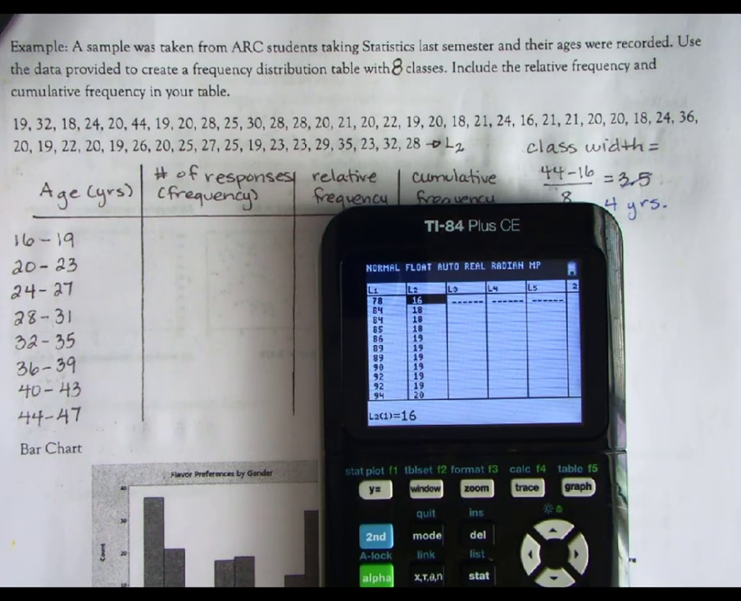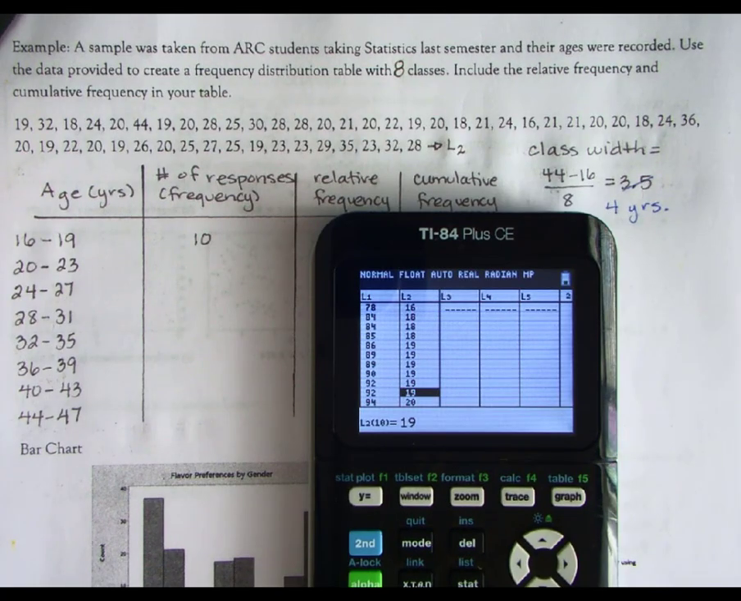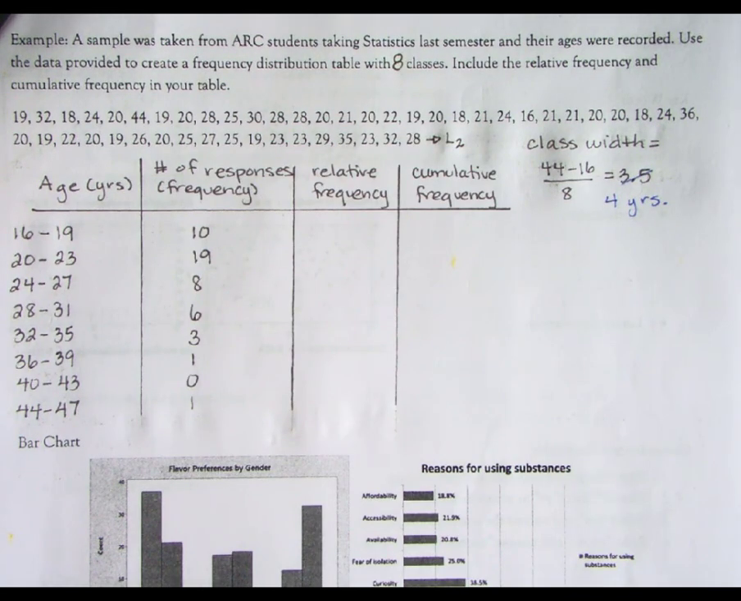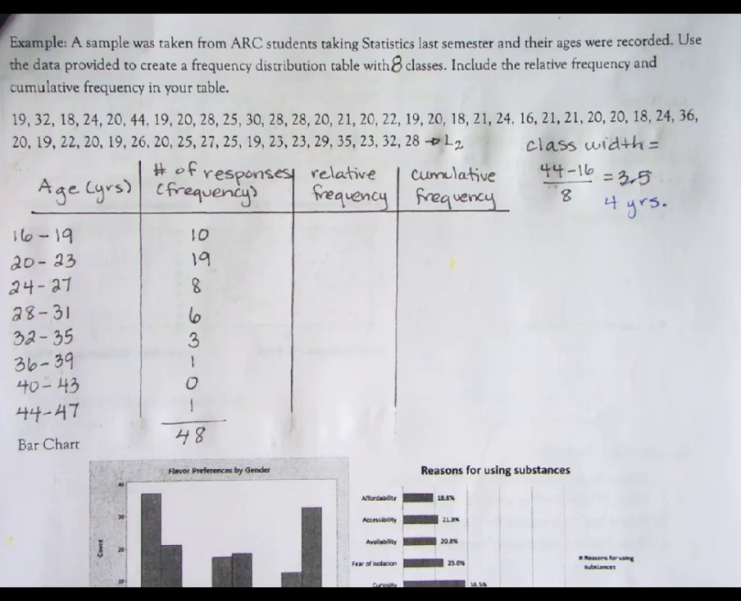I can now go back into my list and count the number of responses that occur in each of those classes. So between the ages of 16 and 19, I can count 10 responses. Between 20 and 23, there are 19 responses. If I continue through my list, I can add up all of the responses that occur in each of my classes. And there were 48 total surveyed.